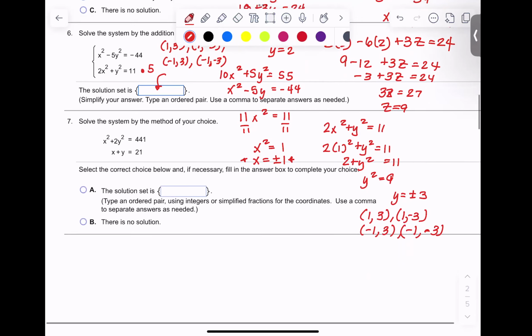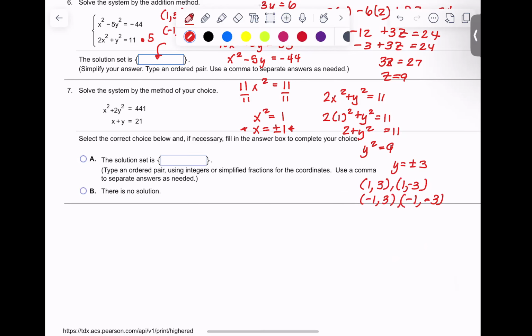All right, problem 7. Solve using the method of your choice. I would probably use substitution. One way works better than the other. We'll just try one and see what works. Let's solve this equation for x. So I'm going to subtract y from both sides. I think it's the other one. Let's try the other one. I'm not liking that. Let's solve it for y.